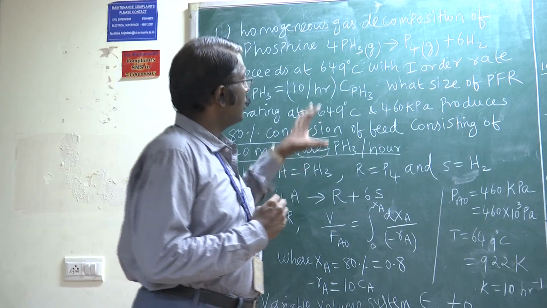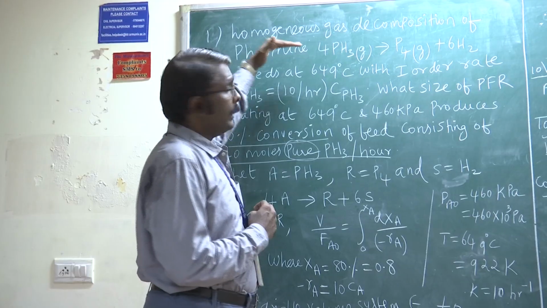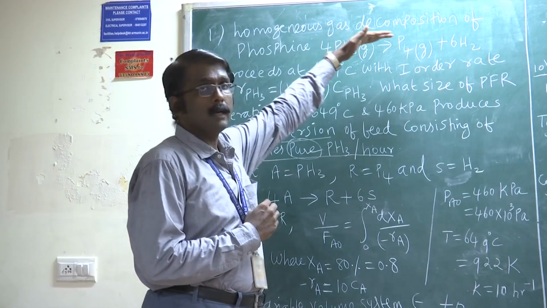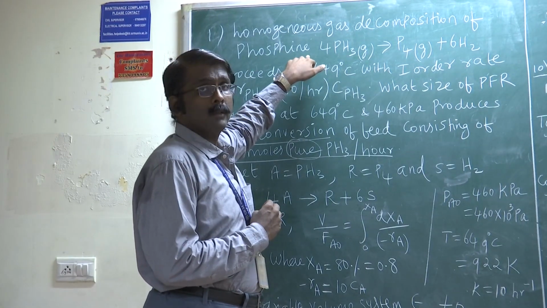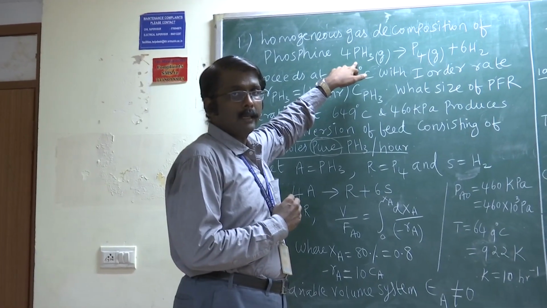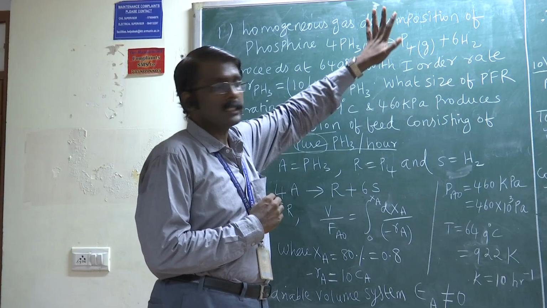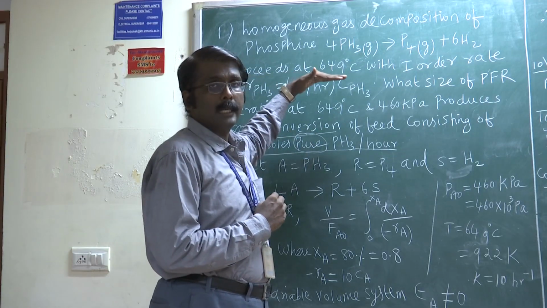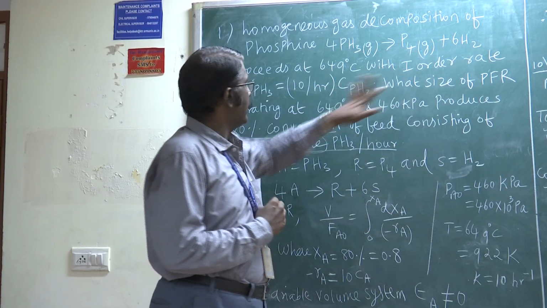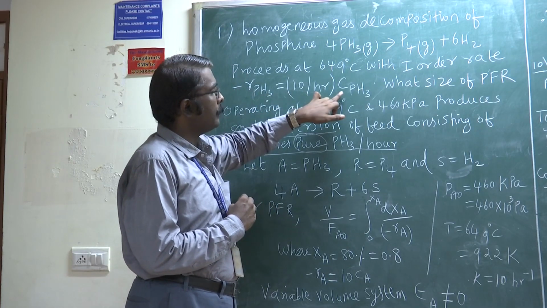So the statement of the problem is given here in simplified form, which states that the reaction we are dealing with here is the homogeneous gas decomposition of phosphine gas. So it's a decomposition reaction of phosphine. The stoichiometry for that reaction is also given here: 4 moles of phosphine gives us phosphorus vapor and then hydrogen gas. This reaction proceeds at a temperature of 649 degrees Celsius and follows first order kinetics, whose rate equation is given as minus rPH3 is equal to 10 per hour CPH3.